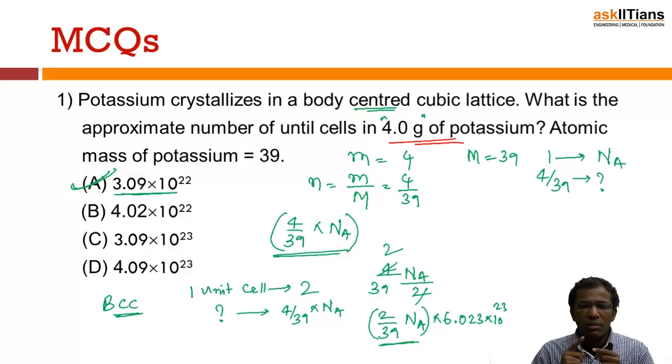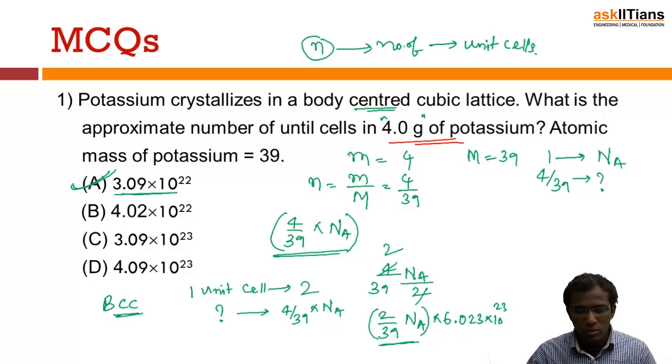First calculate the number of moles. From that, calculate the number of potassium atoms. From the number of atoms, calculate the number of unit cells. Okay. So this is how you can solve this question. So let's move to the next question.